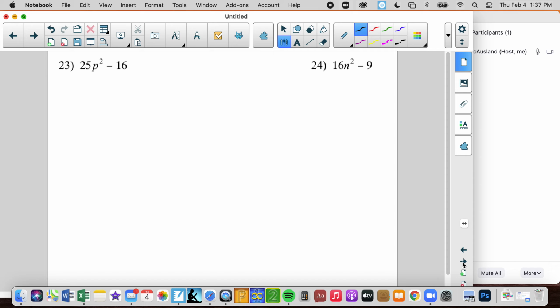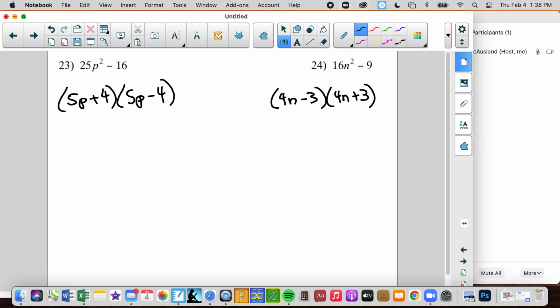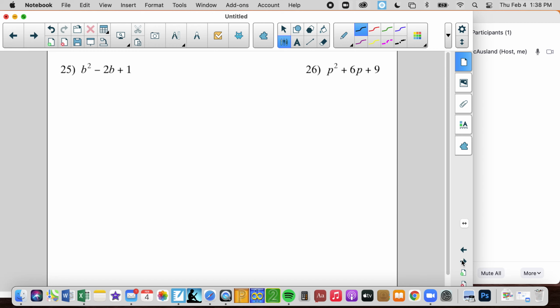2 terms, subtraction, both perfect squares. So square root of 25 is 5, square root of p squared is p, square root of 16 is 4. So I get 5p plus 4, 5p minus 4. The order doesn't matter. If you put the negative first and then the addition, that's fine, but those signs have to be opposite. 2 terms, subtraction, both perfect squares. So we get 4n minus 3, 4n plus 3. So these can actually be relatively easy, and that's where the efficiency comes into play.